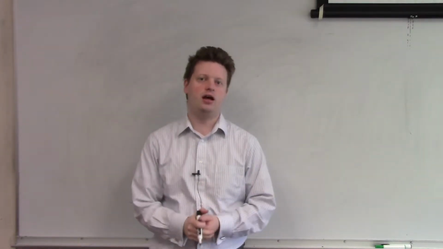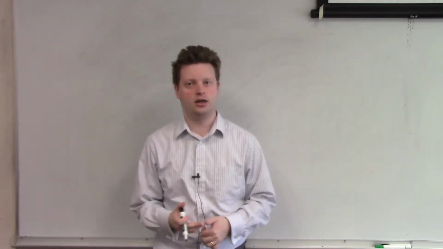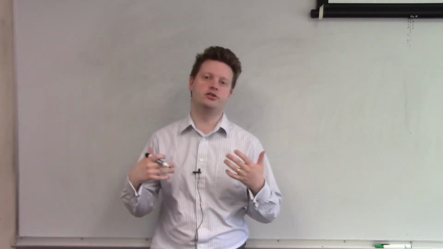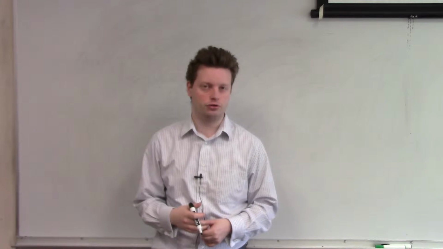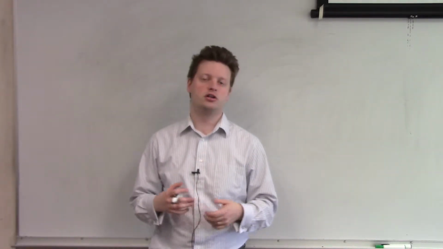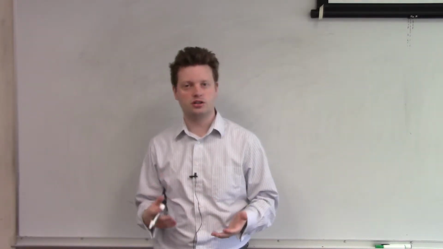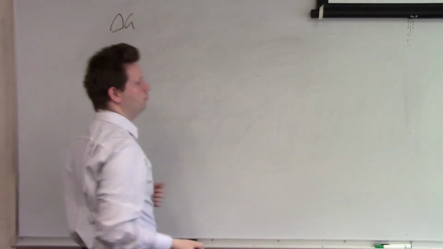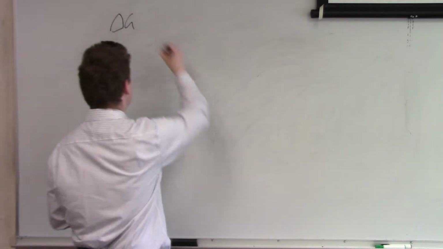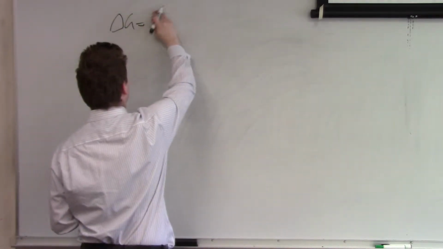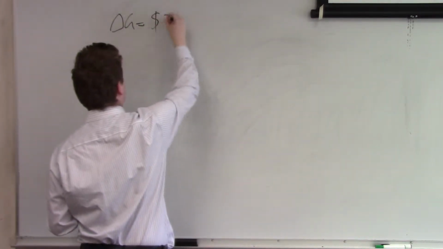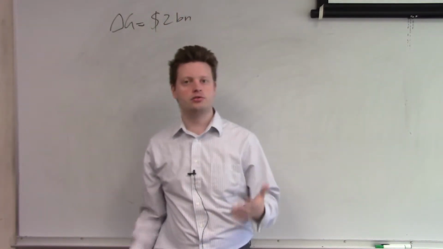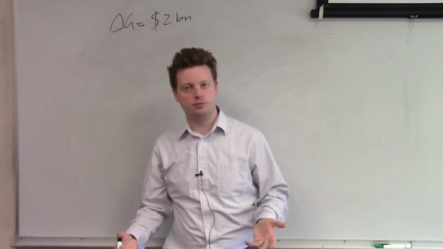In this video, I will show you how the fiscal multiplier works and how you can use it to determine what impact additional government spending has on overall GDP. Let's assume first the government wants to increase government spending by $2 billion. So the change in government spending, delta G, is equal to $2 billion. Now we want to figure out what will be the increase in GDP.